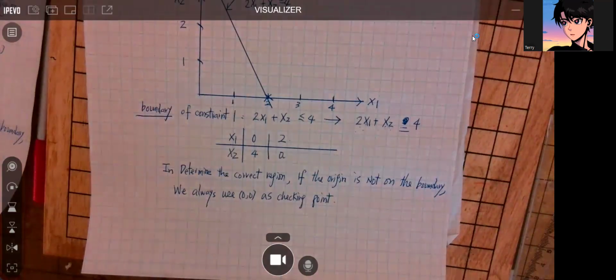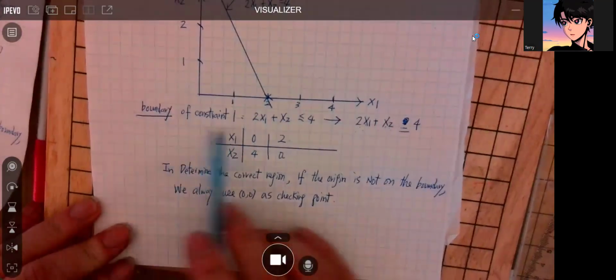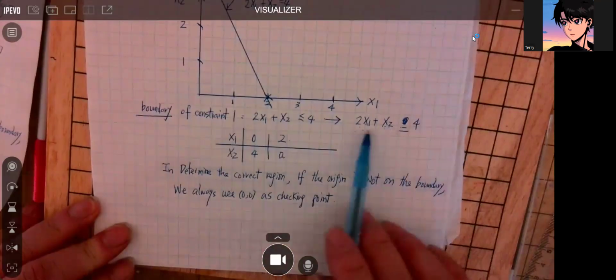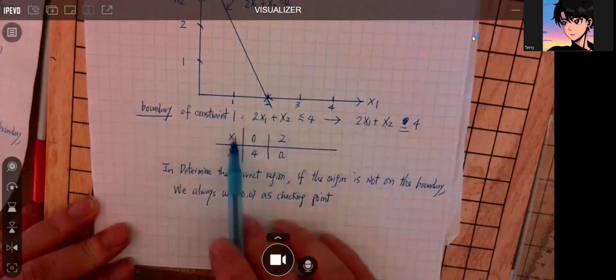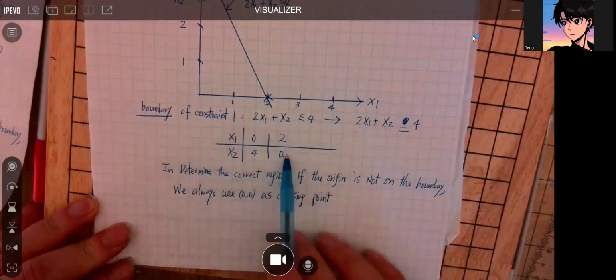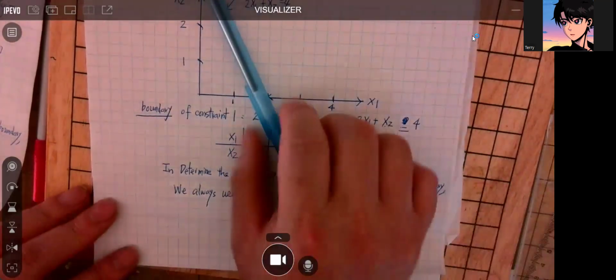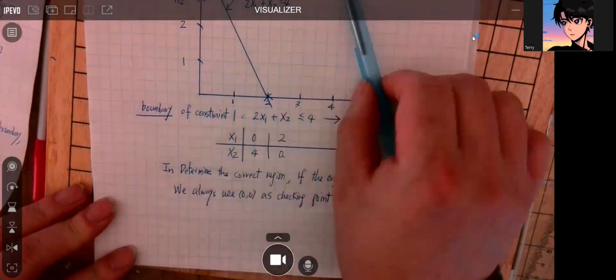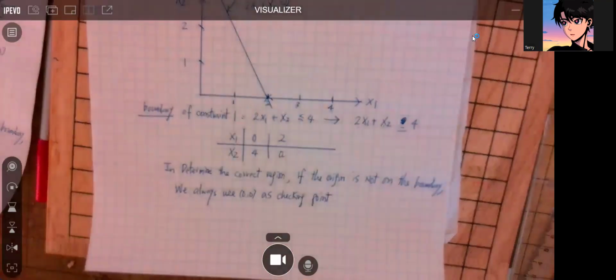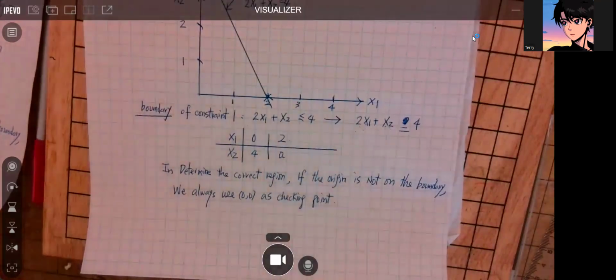Okay, let me repeat one more time. We want to determine constraint 1. For the boundary of constraint 1, we find 2 points, 0, 4 and 2, 0. 2 points will uniquely determine the line. So this is a line. But what bothers us right now is we don't know whether it's this area or this area. Upper right area or lower left area is what we're looking for, namely, 2x1 plus x2 less equal to 4. We don't know which one.